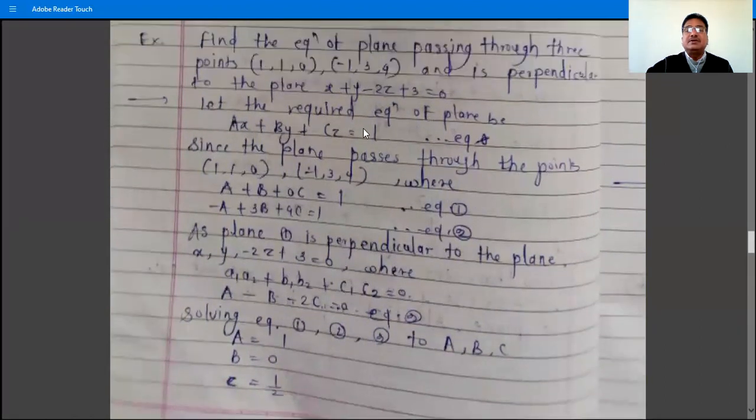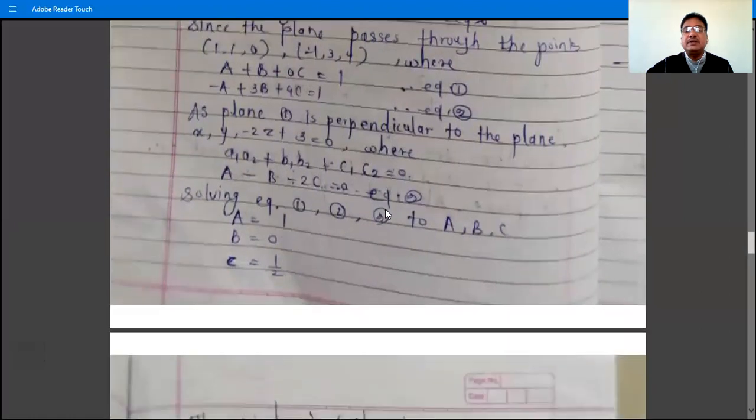As the plane star is perpendicular to this plane x plus y minus 2z is equal to 3, we have what? 1 into a, that is a, plus 1 into b, that is plus b, and then minus 2c, the coefficient of z is minus 2, the coefficient of z is c, minus 2c is equal to 0. So write a plus b, don't write minus b, plus b minus 2c is equal to 0, and this is equation number 3. And solve the equation number 1, 2, 3 for capital A, capital B, capital C.